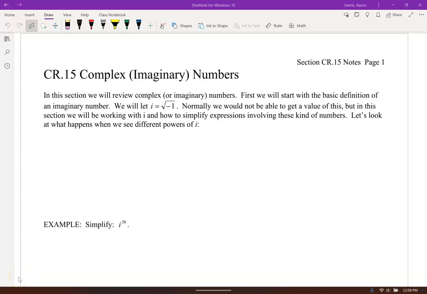All right, let's keep going here. Complex or imaginary numbers. Let me give you a little historical background to imaginary numbers.